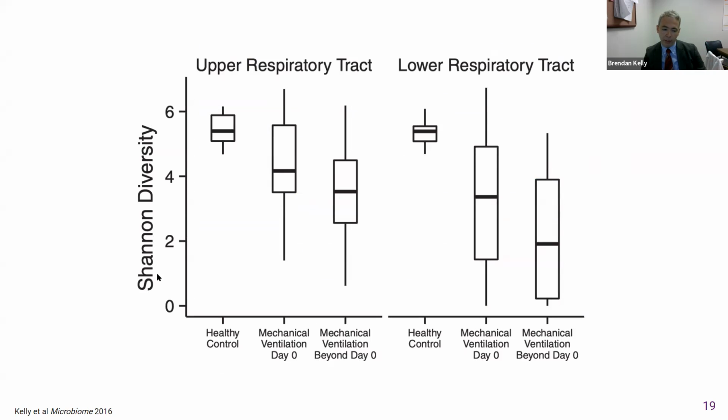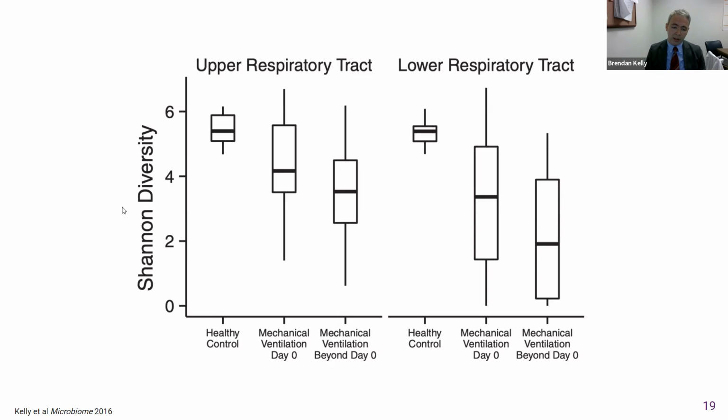And often in microbiome studies, when we do that, we calculate something called the diversity, which is a balanced measure of how many different bacteria or whatever you're measuring are present in a community, and how evenly they're distributed: the richness and the evenness. And we looked at the diversity in the upper and lower respiratory tracts of healthy control subjects, of the initial post-intubation sample, that is mechanical ventilation day 0, and then all the samples beyond day 0, and found that there was this temporal trend towards lower diversity over time.